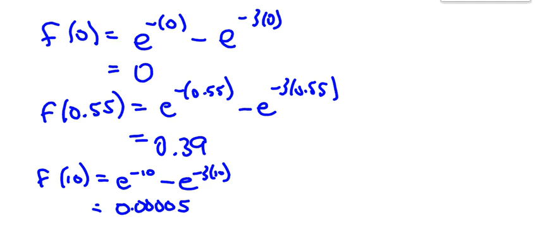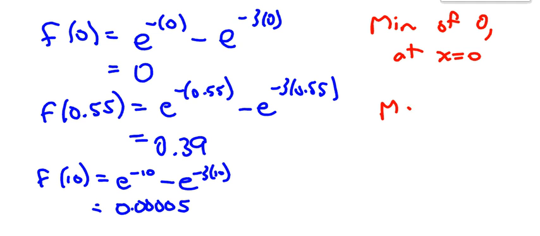So therefore, where are the maximums and minimums? So obviously we have a minimum of 0, and it occurs at x equals 0. And we have a maximum of approximately 0.39, and that occurs at x equals 0.55.